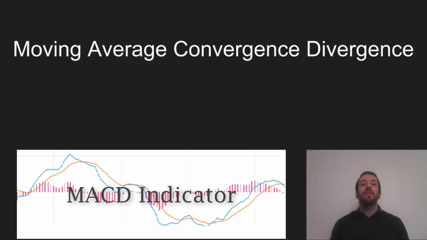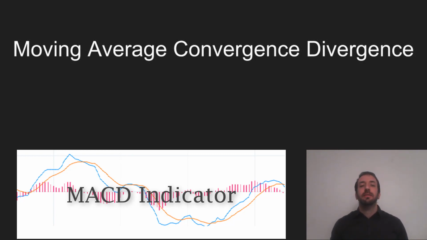The MACD, or Moving Average Convergence Divergence, is another trend-following indicator. It is one of the better tools in technical analysis, and there are many interesting ways to use it.